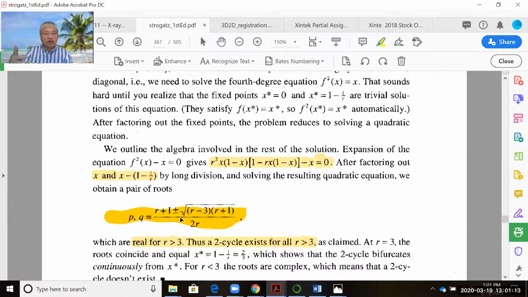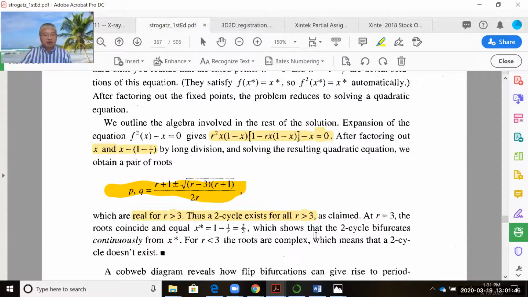So there are two values, because of period doubling. And you can see there's a square root here: the square root of r minus 3, r plus 1. This square root only exists when r is greater than 3. This fixed point only exists when r is greater than 3. That's why 2-cycles exist for r greater than 3.